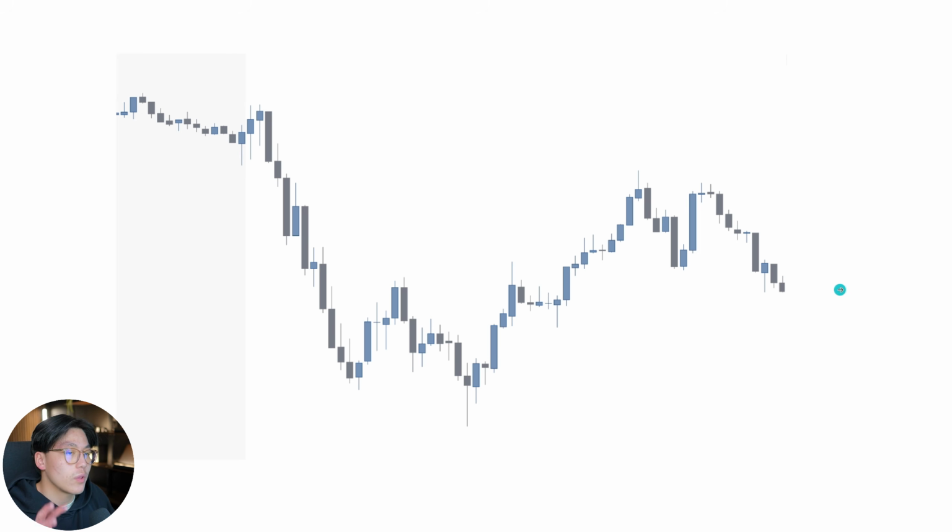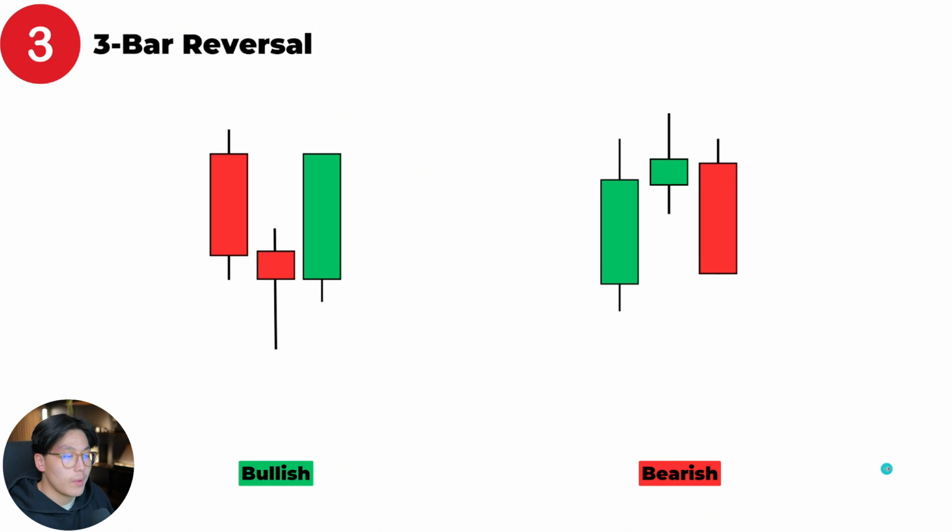Now let's go on to the third pattern that we have. The third pattern is our classic 3-bar reversal. This is one of my favorite patterns.